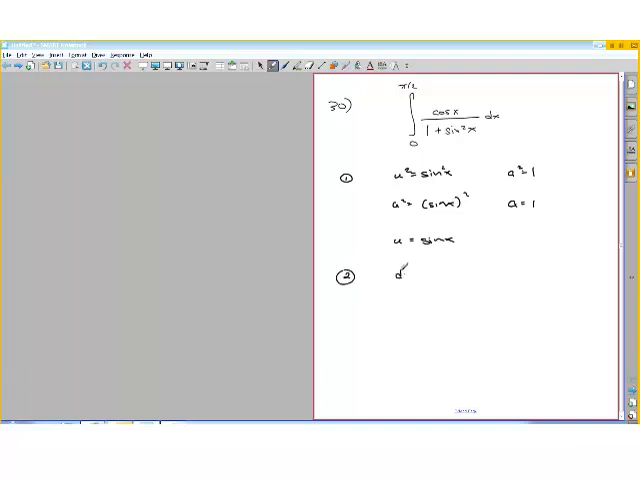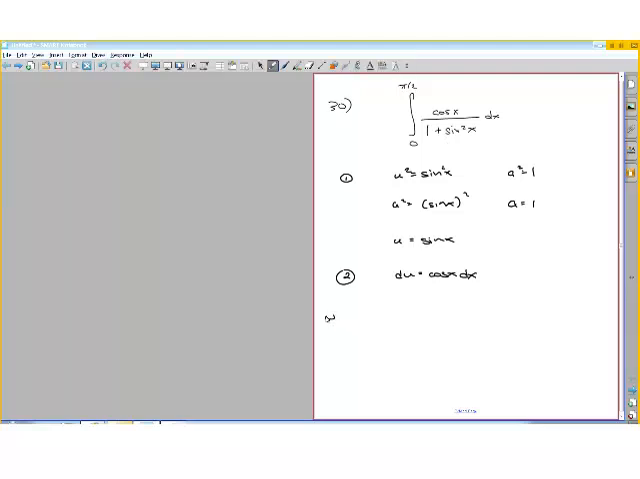Step 2 is to calculate du. The rest of the stuff up here has to be du. So du is the derivative of the sine of x, which is the cosine of x dx. And you can see I have the cosine of x dx, so I can make that substitution. I can substitute du for the cosine of x dx, sine squared as u squared, and a squared as 1 squared. Now, because this is a definite integral, I'm going to go ahead and change the limits at this point.